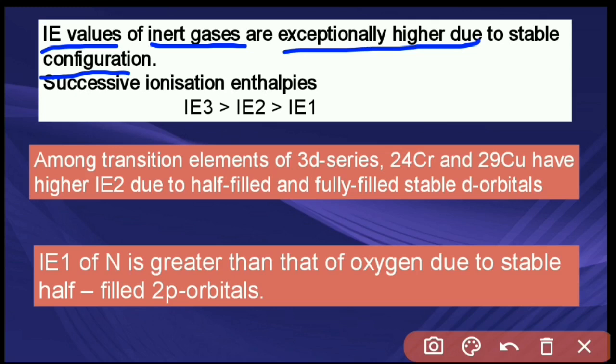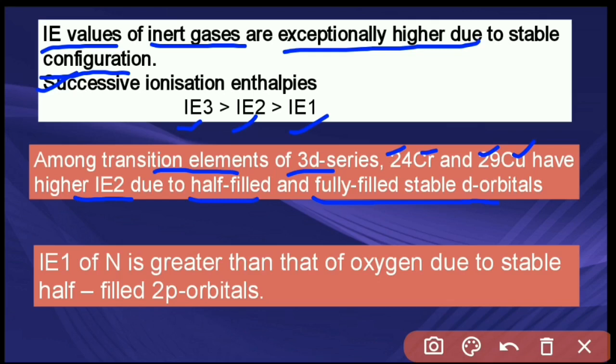Then successive ionization enthalpy. The order: third ionization enthalpy value is greater than second ionization enthalpy, which is greater than the first ionization enthalpy. Among the transition elements of the 3d series, chromium, atomic number 24, and copper, atomic number 29, have higher second ionization enthalpy due to half filled and fully filled stable configuration of d orbital. So it is very difficult to remove an electron from a half filled or fully filled stable configuration.